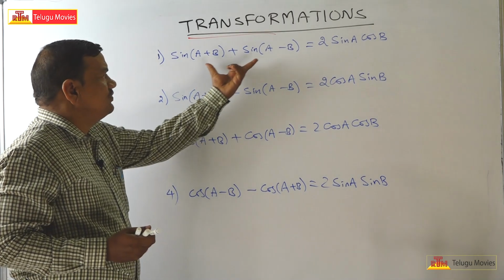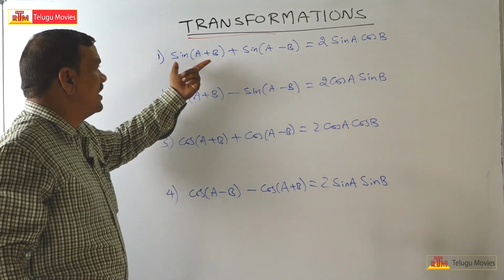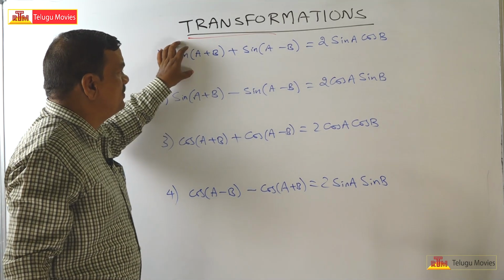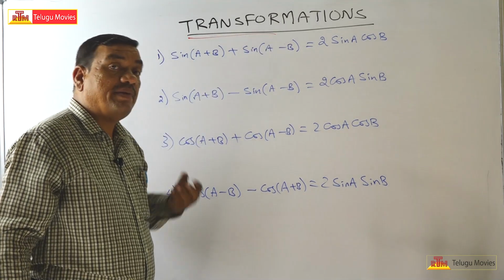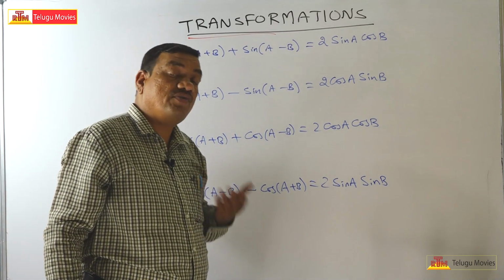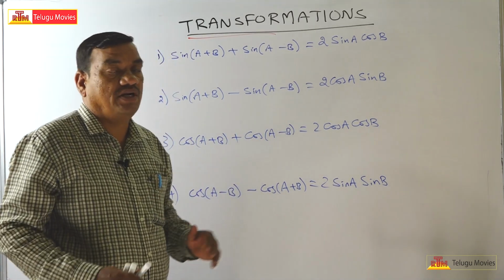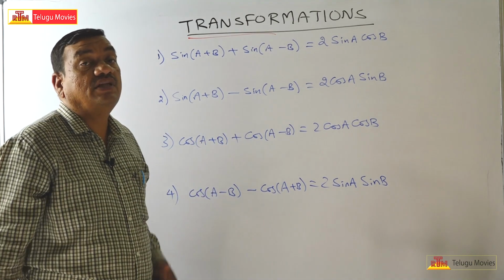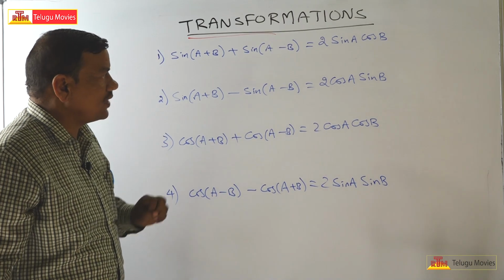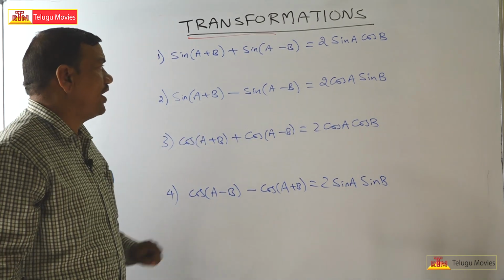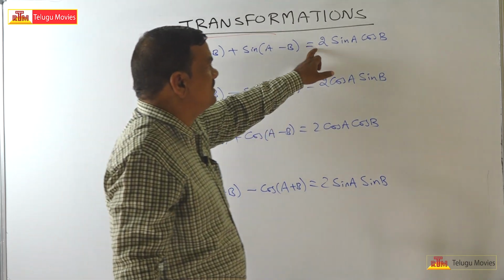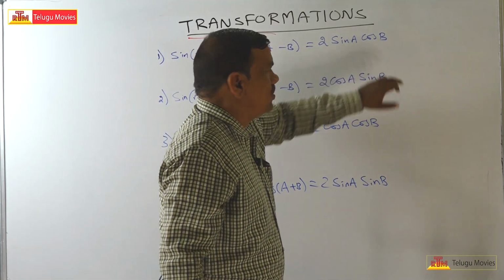See here, these formulas are familiar to us. Sin of a plus b, sin of a minus b, cos of a plus b, and cos of a minus b, we know these formulas separately. If you add them, what happens? That is the main point behind this concept. Here, sin of a plus b plus sin of a minus b gives 2 sin a cos b.